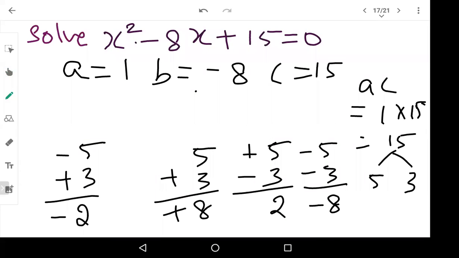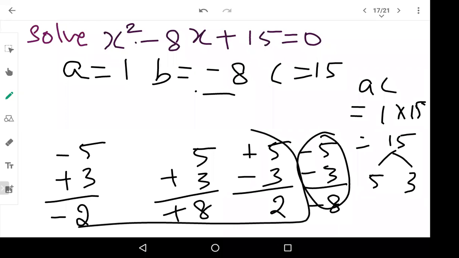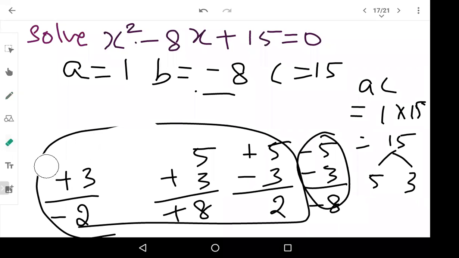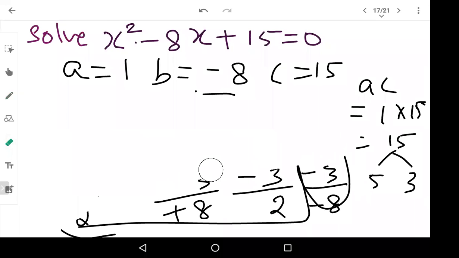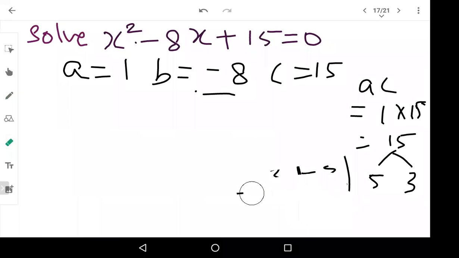Now, what is required for us? We require minus 8. If you're getting too much confused, try out the variations like this, where you will get the proper answer. And then you can do the factorization. This is not compulsory. If you're getting confused too much and not knowing what to do, then you can use this technique. So now our factors are minus 5 and minus 3.